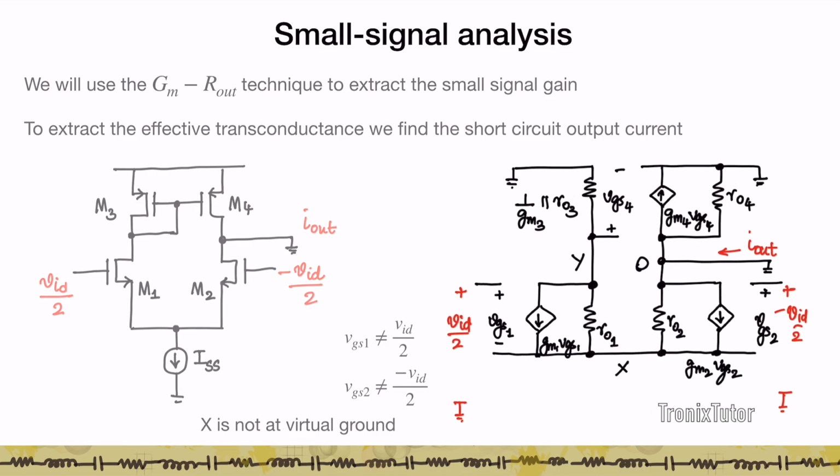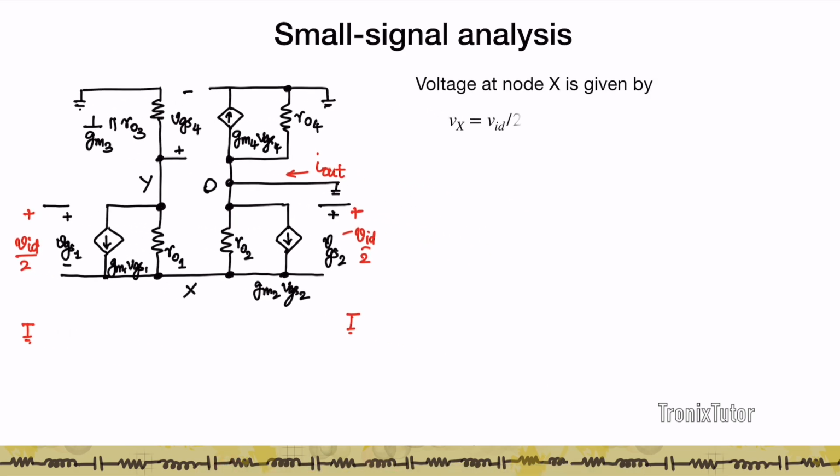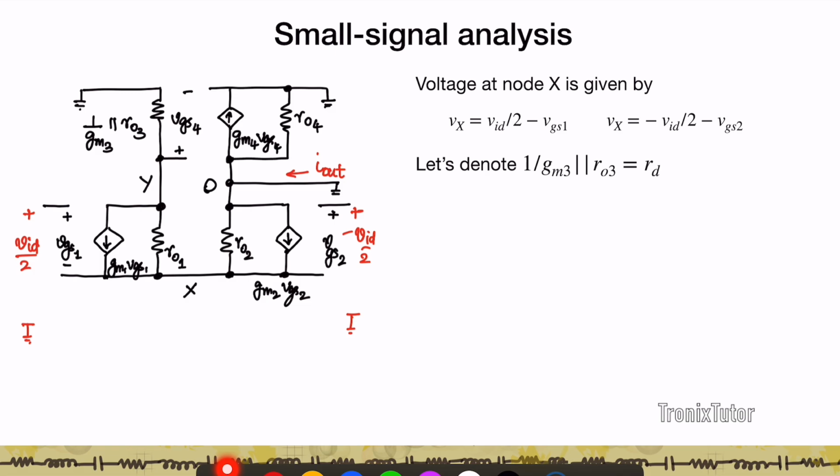So now let's try to solve the circuit and estimate the value of I out. First, let's look at the voltage at node X. The voltage at node X can be thought of as either VID by 2 minus VGS1 or minus VID by 2 minus VGS2, right? In both cases the node voltage is the same, which gives us a relationship between VGS1 and VGS2. Now to make the math less cumbersome, let me denote this 1 by GM3 parallel RO3 as some resistance RD.